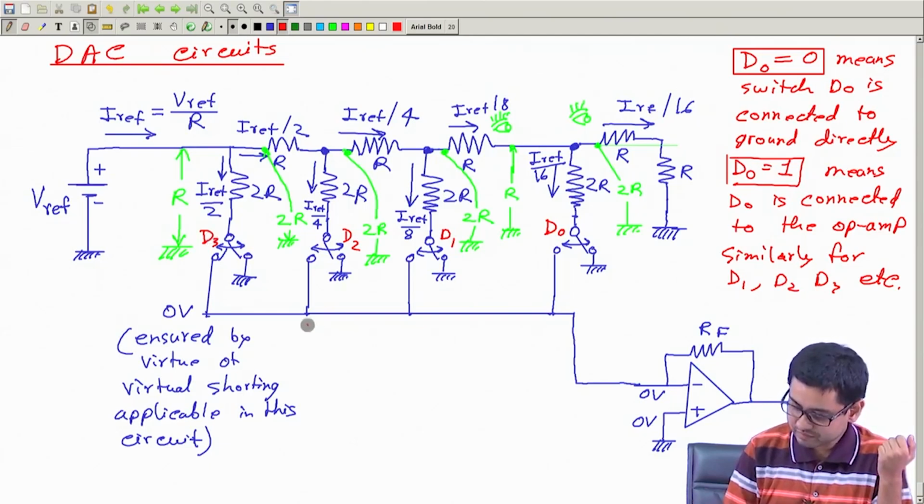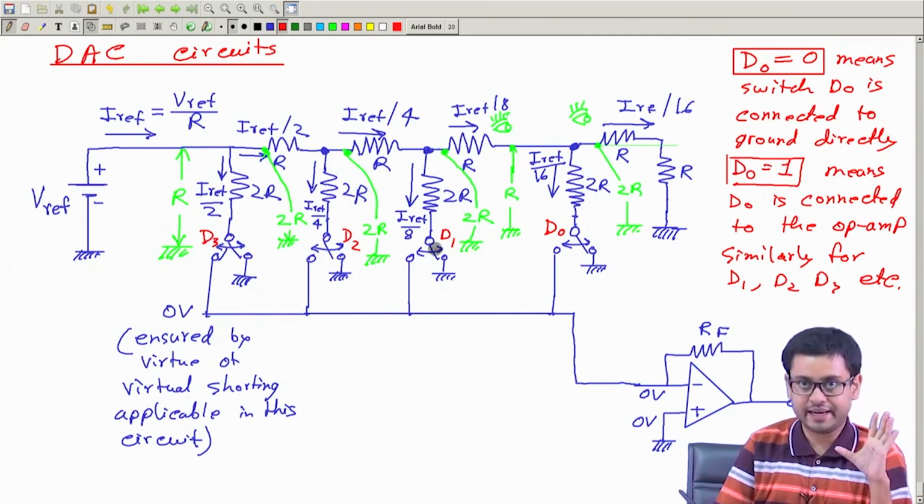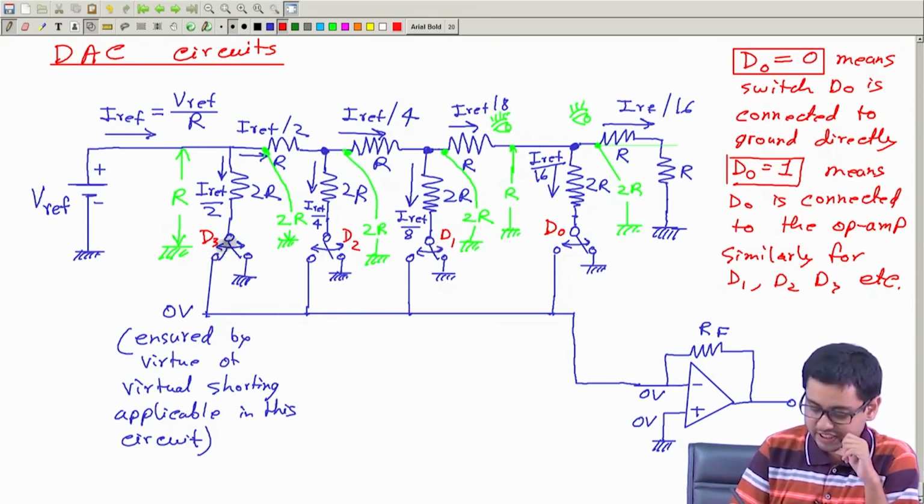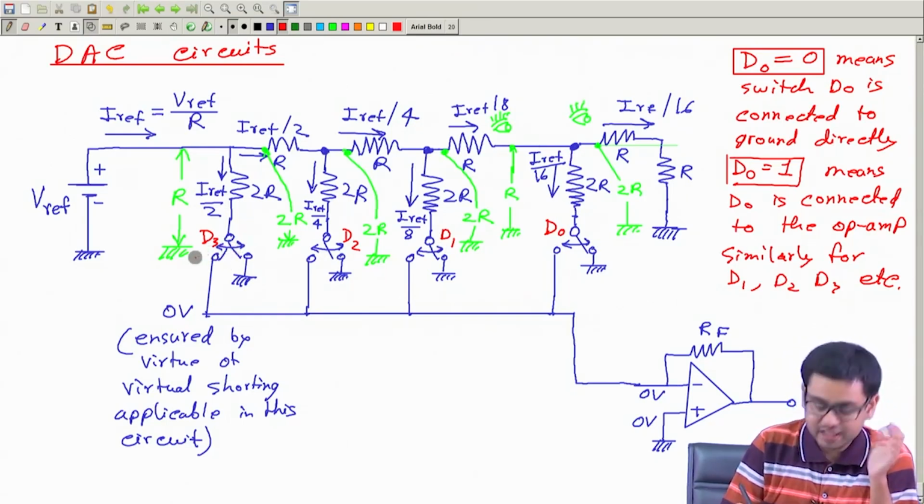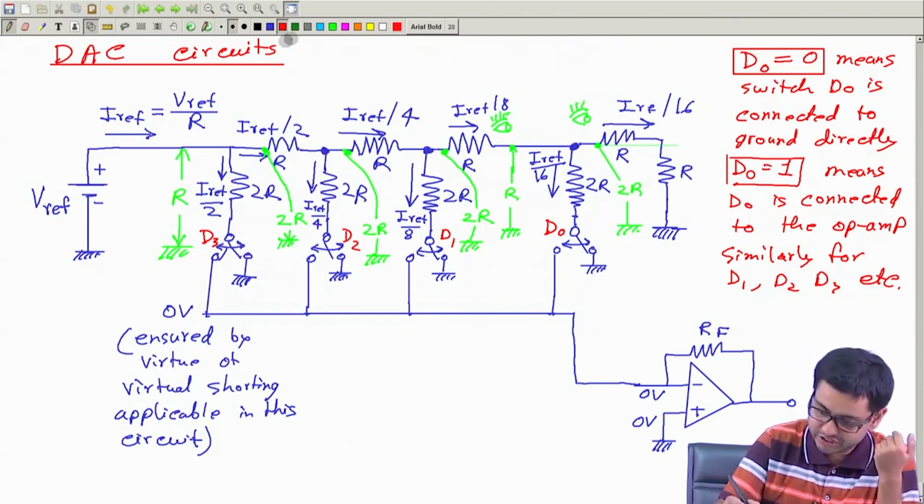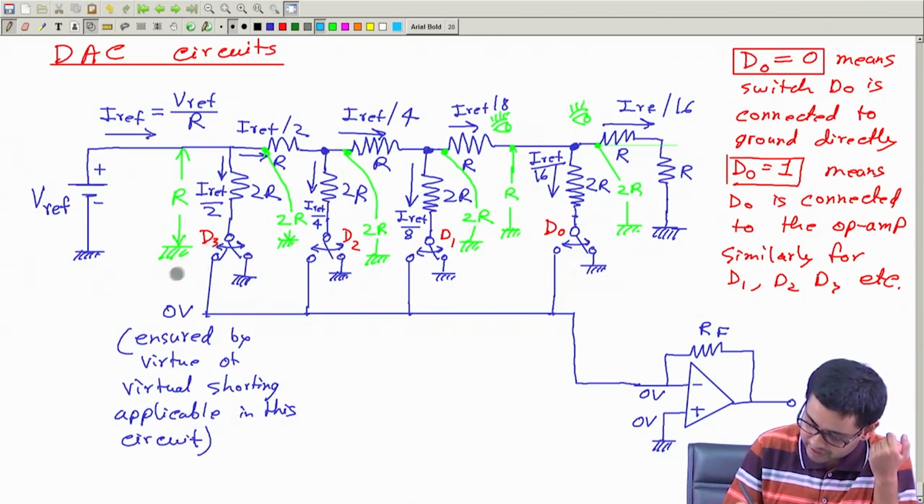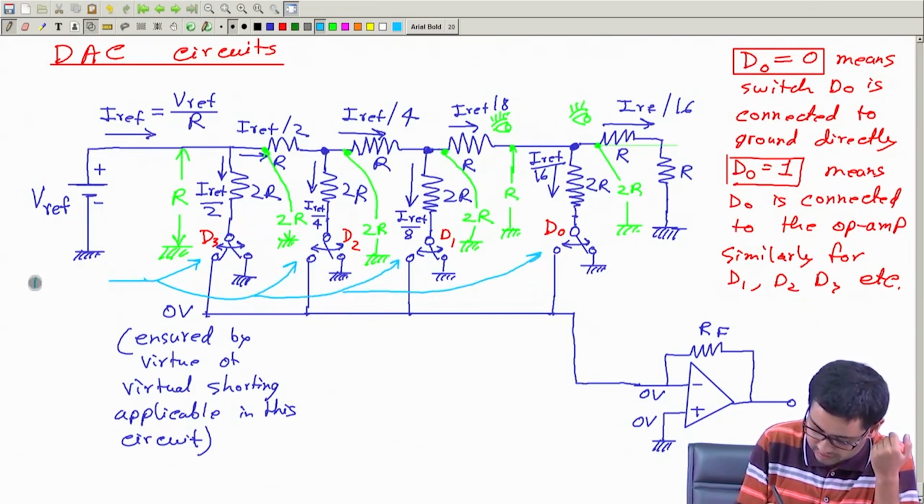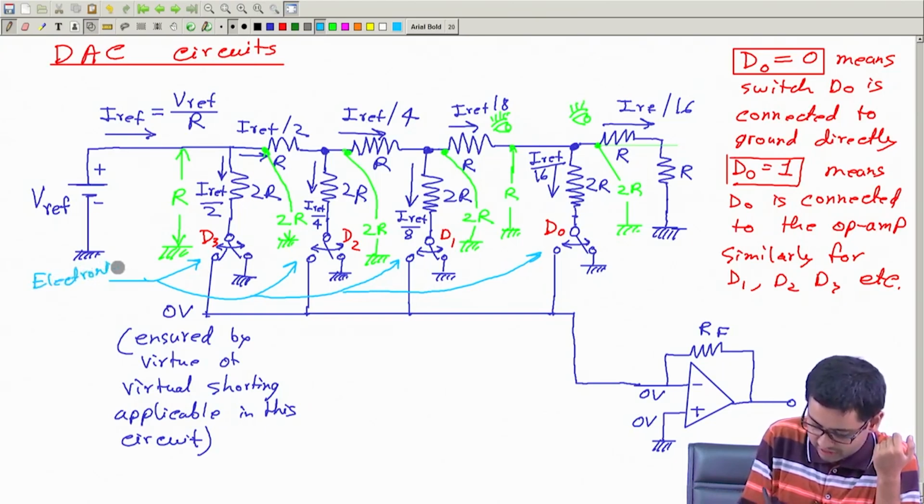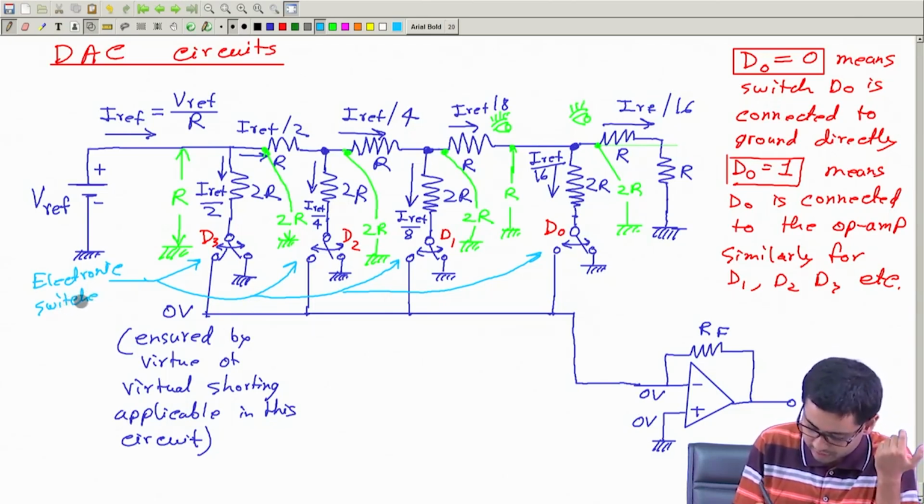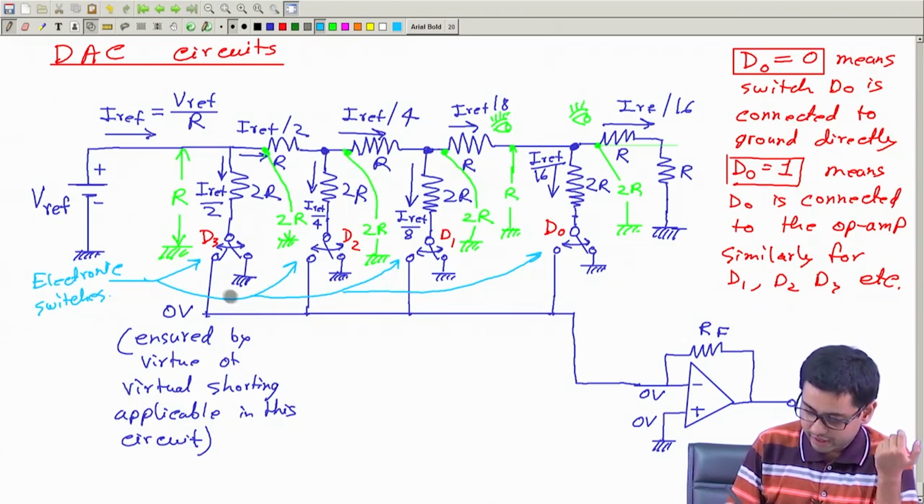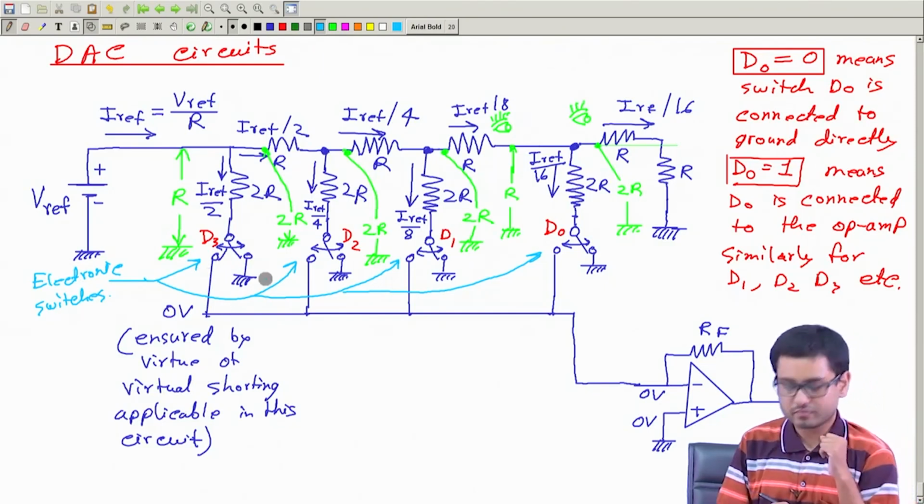And these switches in an actual circuit are not manual switches, although I have drawn manual switches. In an actual circuit, they can be electronic switches, like transistors, electronically controllable switches. And I call them 0 or 1 to mean whether they are connected to ground or to the op amp.